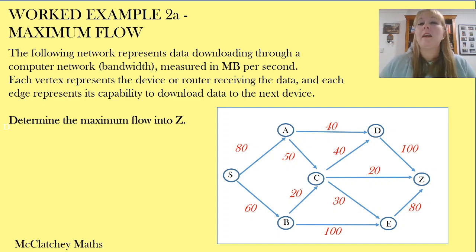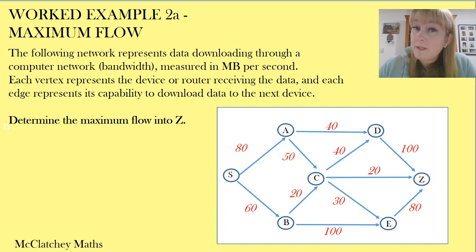But we're talking about data flowing through a network. It's being downloaded through the computer network, and we also call that bandwidth, and that's measured in megabytes per second. Now, if you've got a house that's on the NBN, hopefully yours is in gigabytes per second, but my house is a little bit slower. Each vertex represents different devices and routers throughout the network that are receiving data, and each edge represents the capability to download data to the next device. So this is a wired network. We need to determine what's the maximum flow that's going to get through to Z.